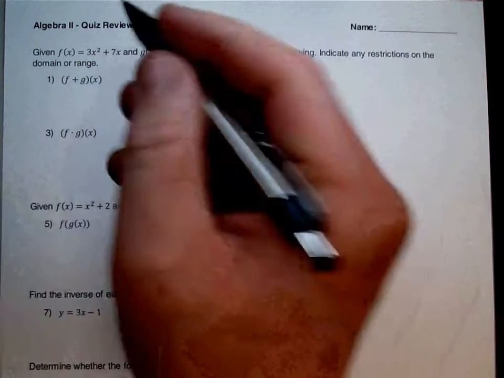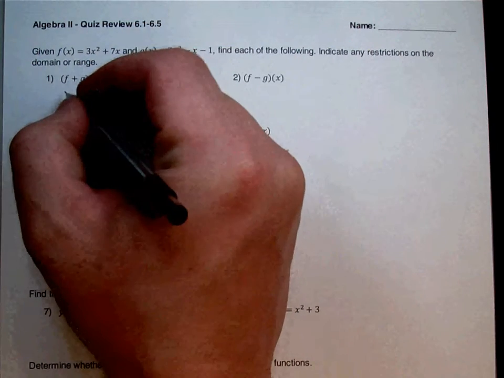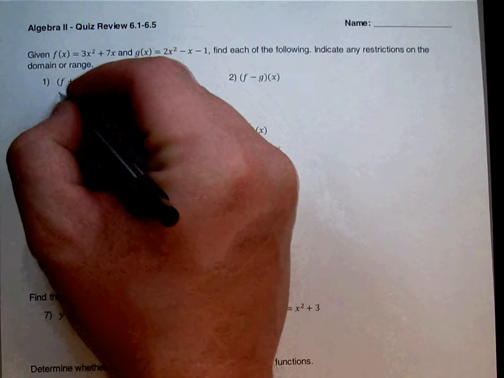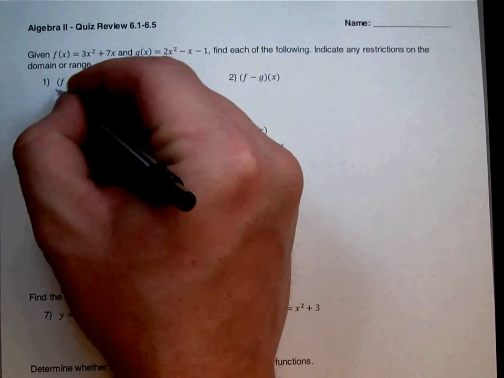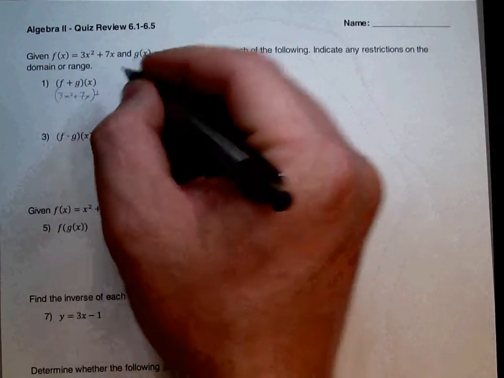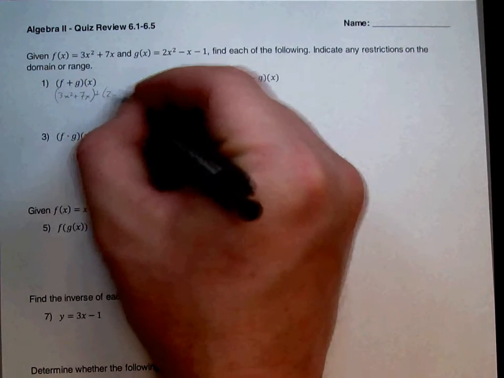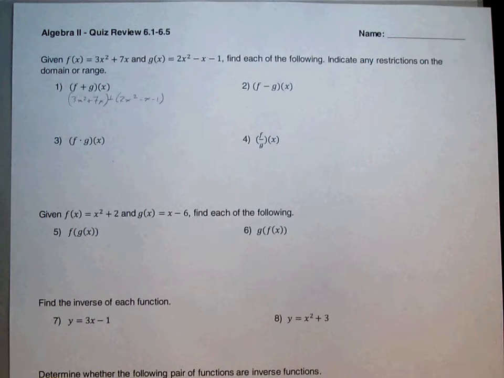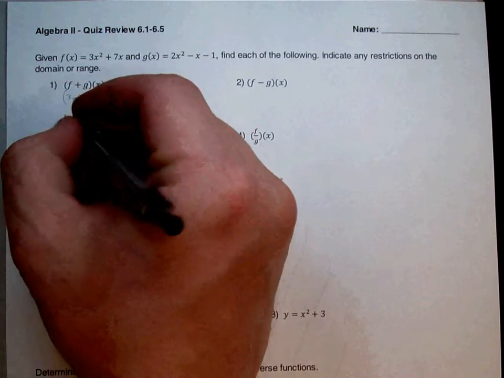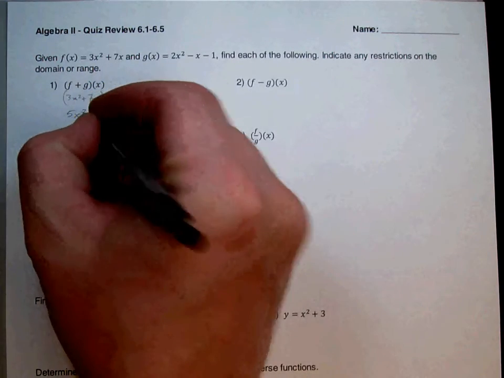All right, number one, it's asking us to do f of x plus g of x. So f of x is 3x squared plus 7x. To that, they're wanting us to add g of x, which is 2x squared minus x minus 1. When we're adding, all we do is combine like terms. So 3x squared and 2x squared are like terms, so together they make 5x squared.